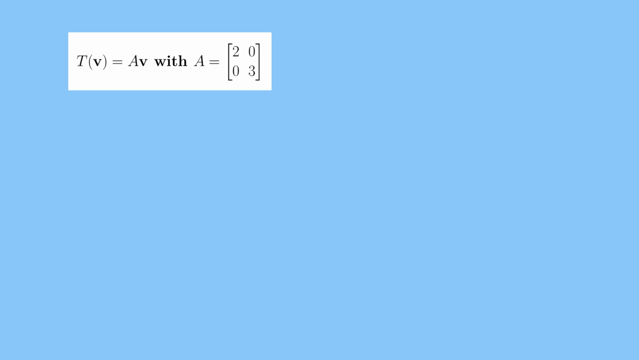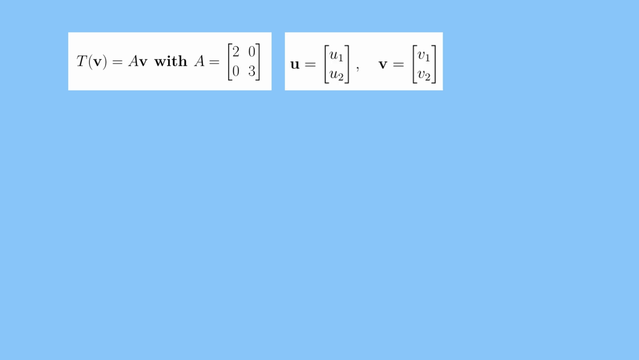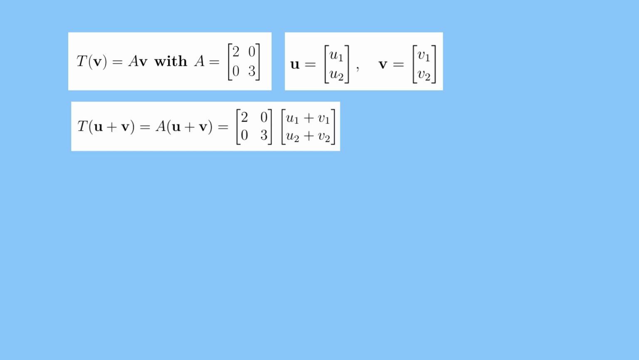Now, let us explore matrix transformations. Consider the transformation T(v) defined as A times v, where A is a matrix with entries 2, 0, 0, and 3. To verify the additivity property, we calculate the transformation of the sum of two vectors and compare it with the sum of their individual transformations. Let u be a vector with entries u1 and u2, and v be a vector with entries v1 and v2. The transformation T(u + v) is given by A times (u + v).